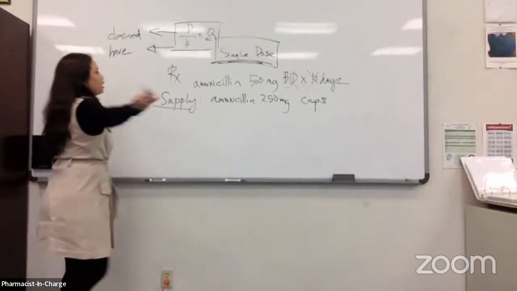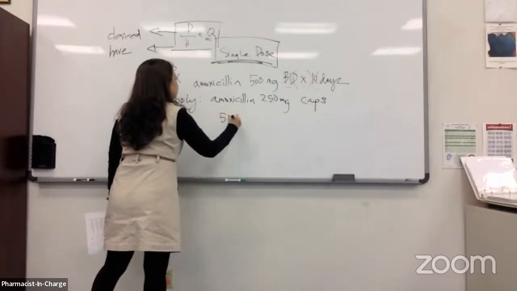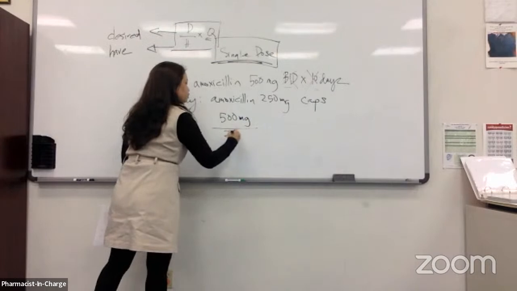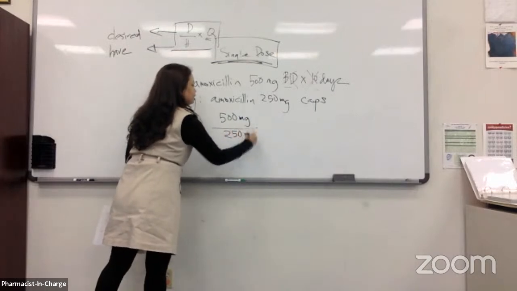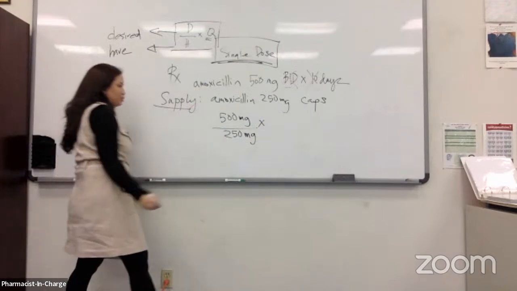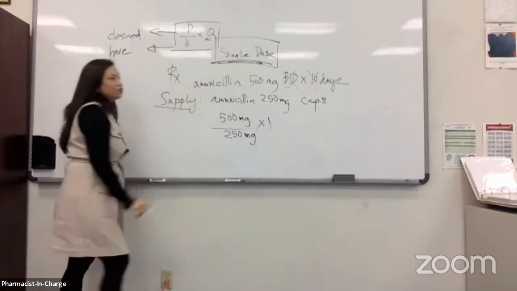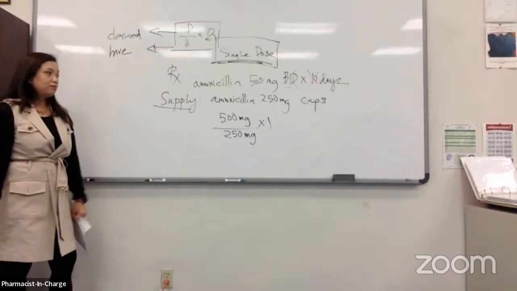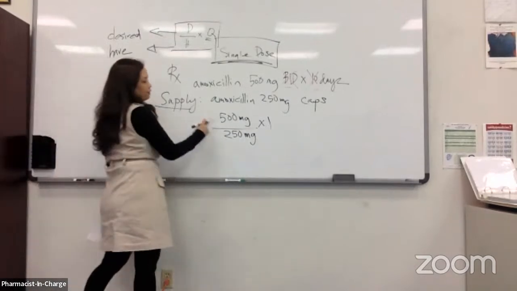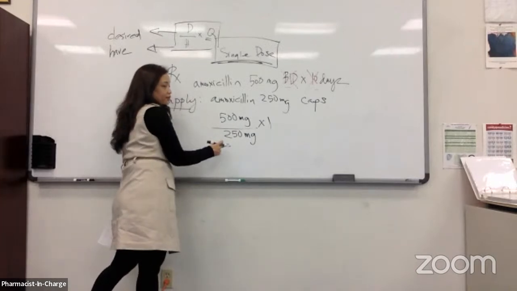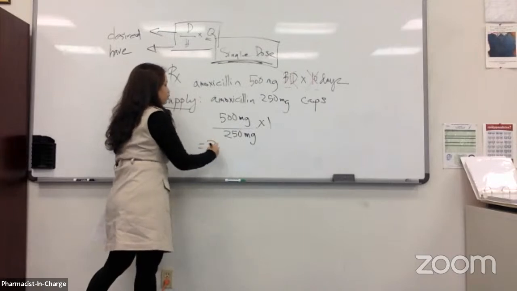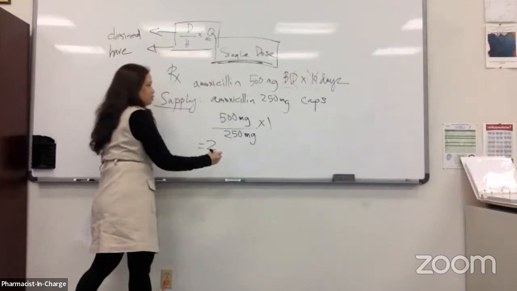The doctor desired what Gina said, 500 milligrams. But what do you have? 250 milligrams. What's the quantity you need to give per dose? That's what you're trying to calculate. But for this purpose, you just have one, right? 500 divided by 250 would be 2. This is single dose.